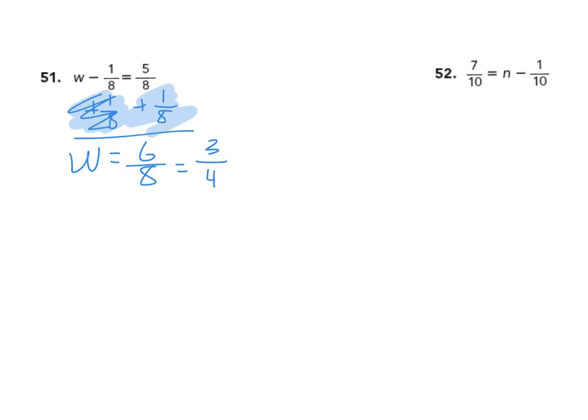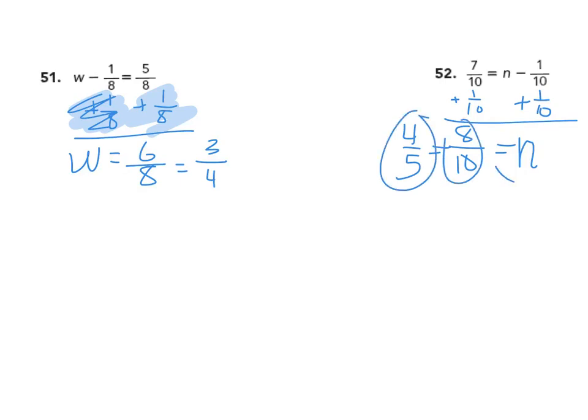I see that n isn't alone because it's minus 1/10. If I just add 1/10 to both sides, it'll get rid of subtracting 1/10. Here I get n all by itself. Here I get 8/10, or I could call it 4/5. The value of n is 4/5, and as you can see, in both cases I've done the same thing to both sides to keep it equivalent.